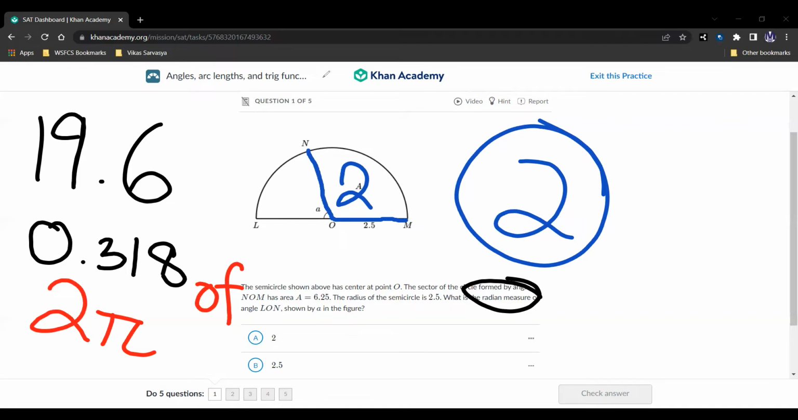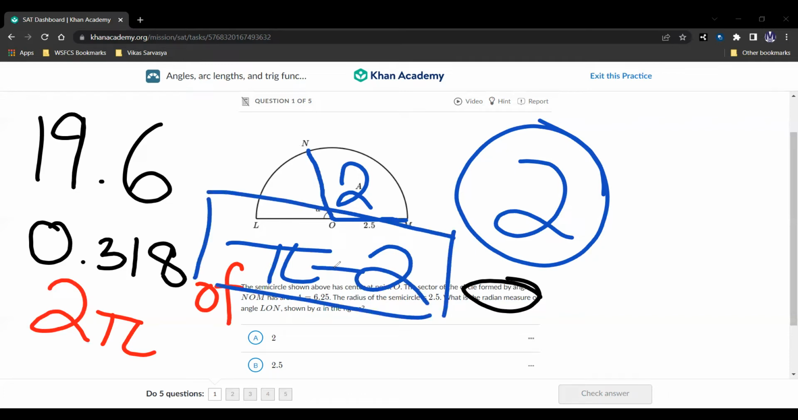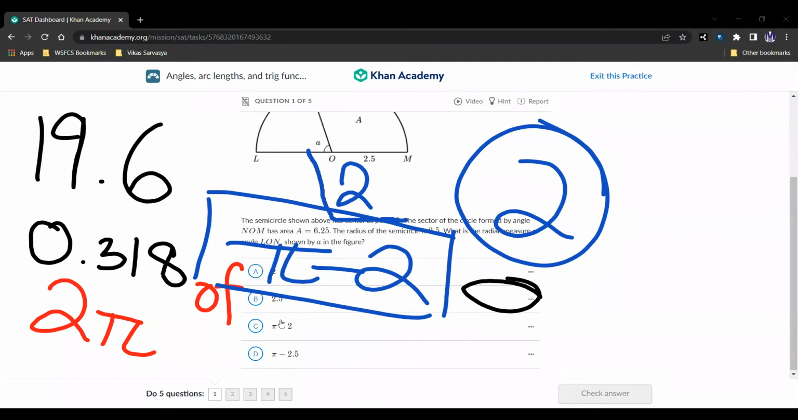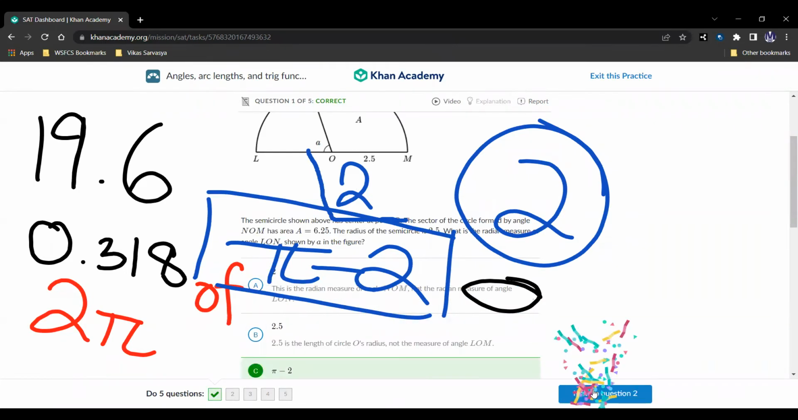So that means that LON is going to be the total number of radians in the semicircle, 180 degrees, pi radians, pi minus 2, and that is our answer right there. And we can move on to the next question.